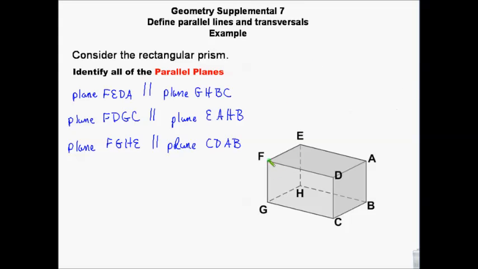So we did FGHE, that plane, parallel to that plane. That would be this one. So basically, you sandwich the box. If you can sandwich like this, those are parallel planes.